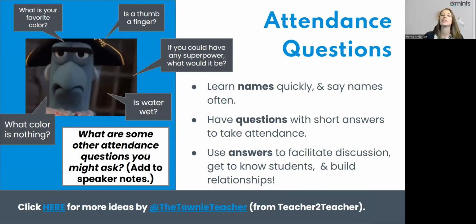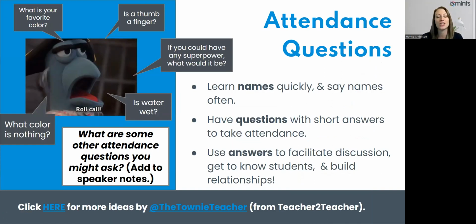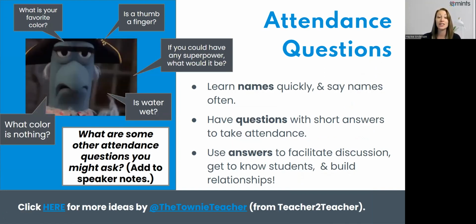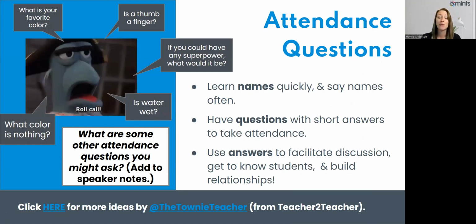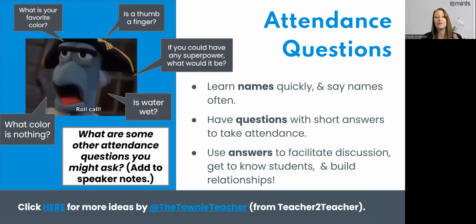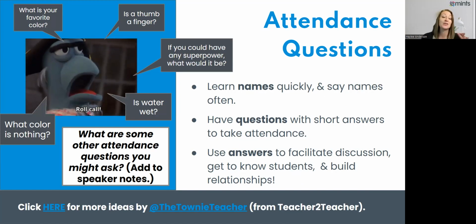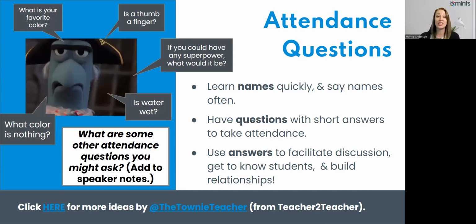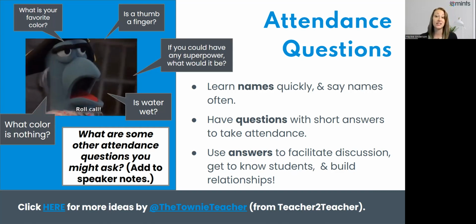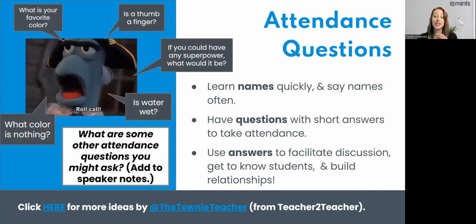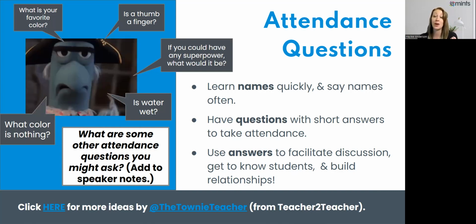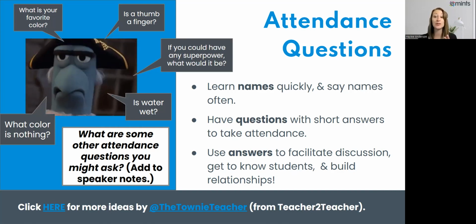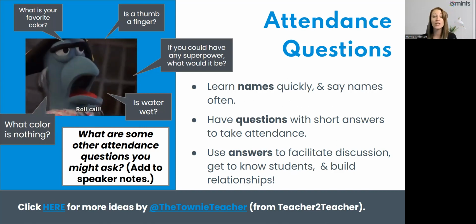Another strategy for building teacher-student relationships that I have found significantly effective is using attendance questions. For example, is a thumb a finger? If you could have any superpower, what would it be? Is water wet? So how this would work is you would pose the question and use it to take attendance. As you say one of your students' names, they respond to the attendance question so that you know they're there. This helps build student relationships because you learn names quickly.